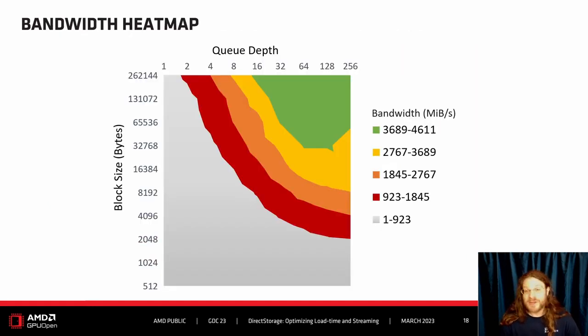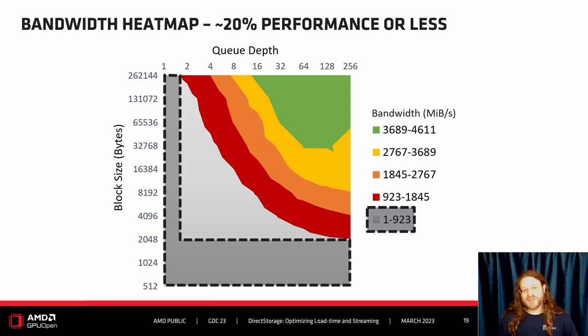This chart is a bandwidth heat map. And so in this heat map, each of the colors represents approximately a 20% range of the performance. So 1 through 923 megabytes per second is the lower 20%, and 3,689 through 4,611 megabytes per second is the upper 20% of the performance range. So along the left side, we have the block size in bytes, and along the top, we have the queue depth, and that, of course, is the number of requests in flight at a time.